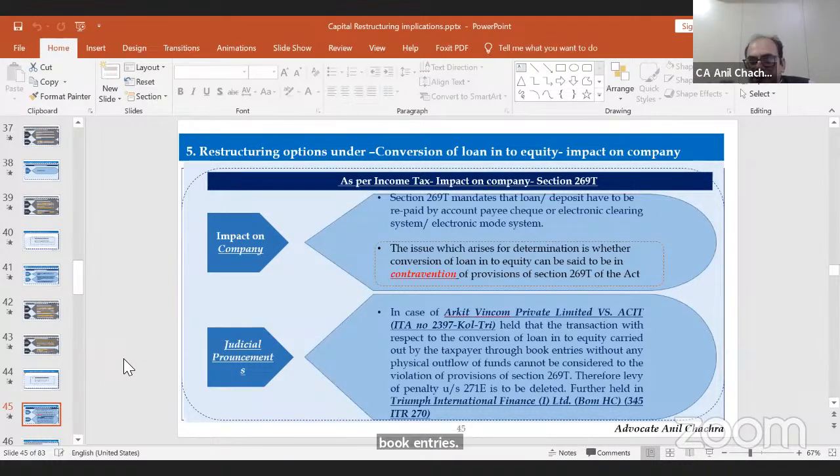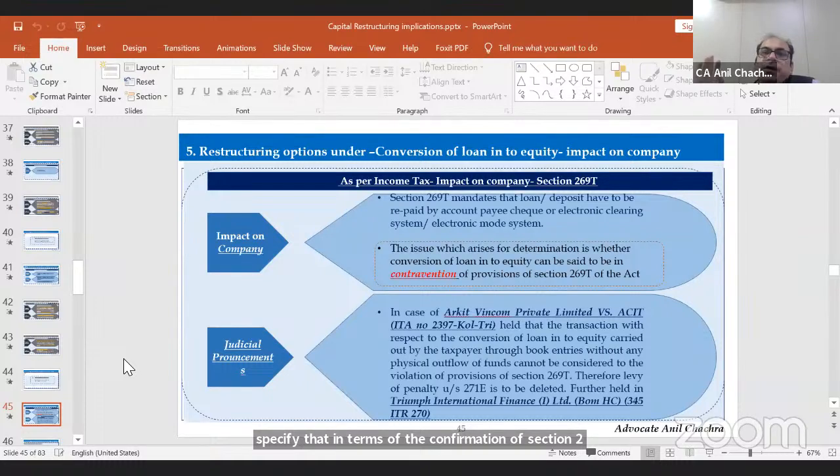There is no actual cash outflow. So that means the section does not apply, and there will be no penalty. Section 270E specifies that in terms of the contravention of section 269D, you have to pay the penalty. So there is no penalty leviable. So yes, it's allowed. The restructuring can be done by way of the conversion of the loan or debt into the equity part.